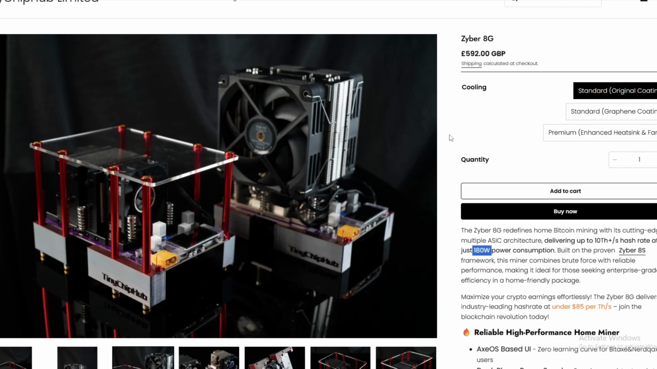But hopefully we do get one of these on the channel in the future, and hopefully we do an upgrade video even on the one that we have right now, to upgrade it to this kind of heatsink, because I think that would look very good, and it's content at the end of the day, so you guys would want to see it. But you guys can let me know in the comments as well.